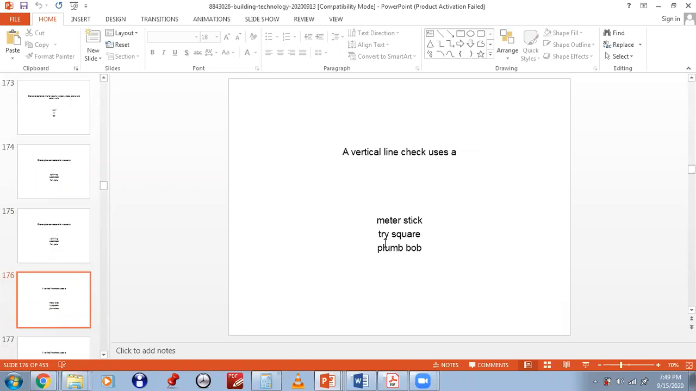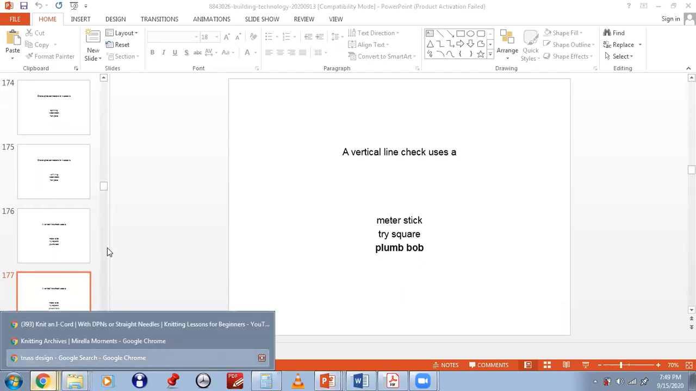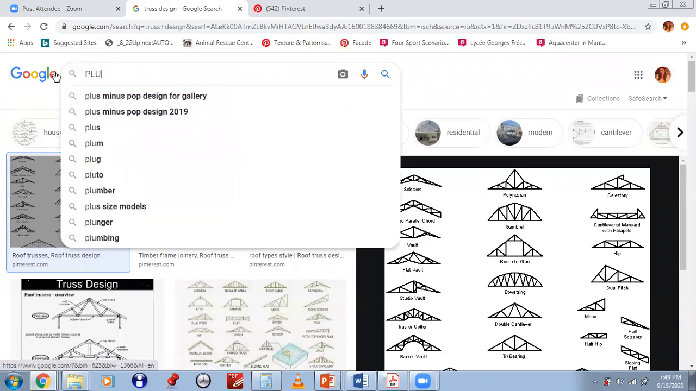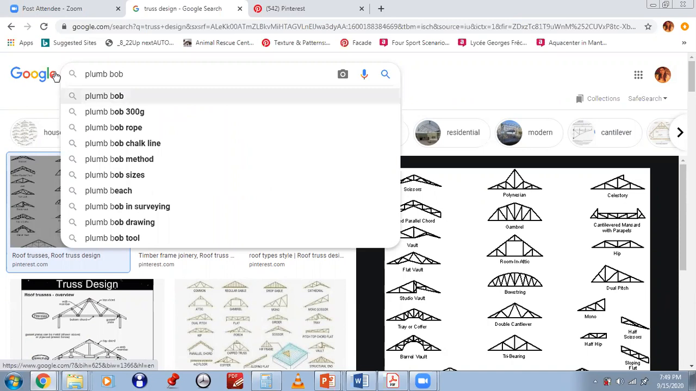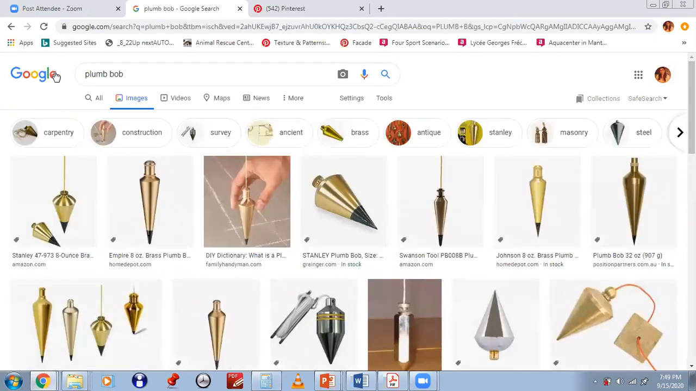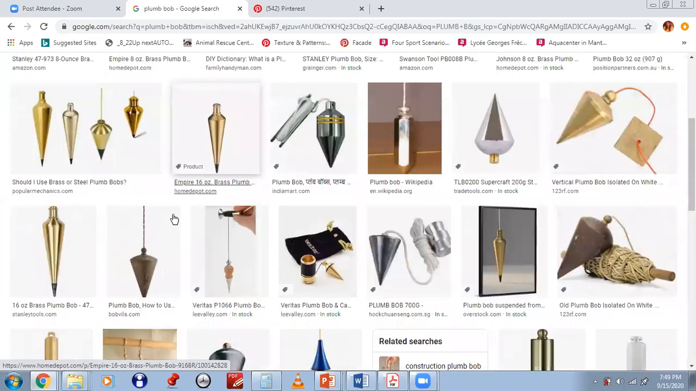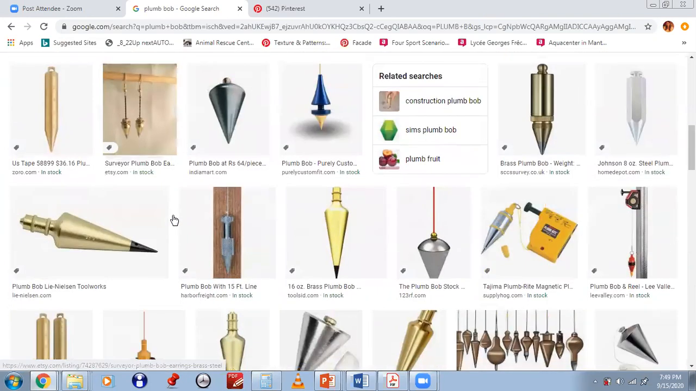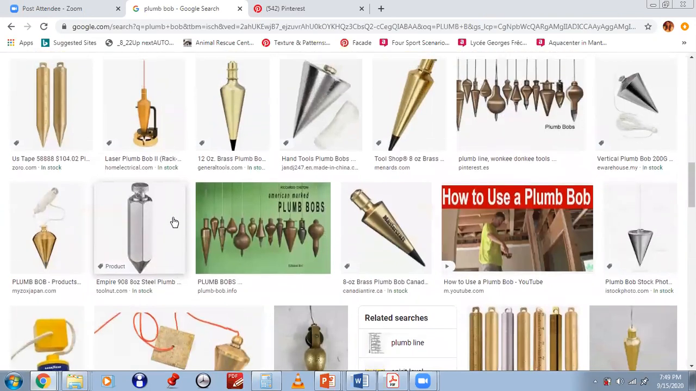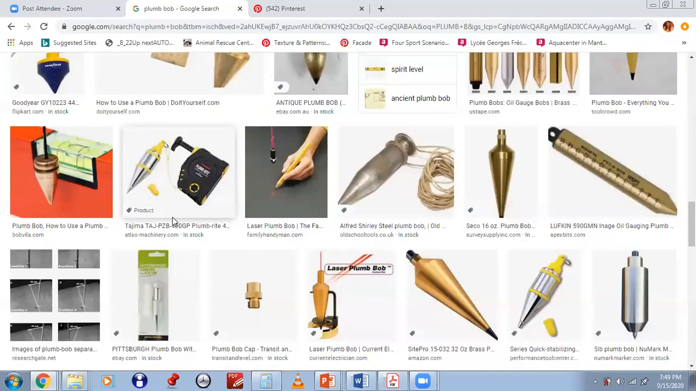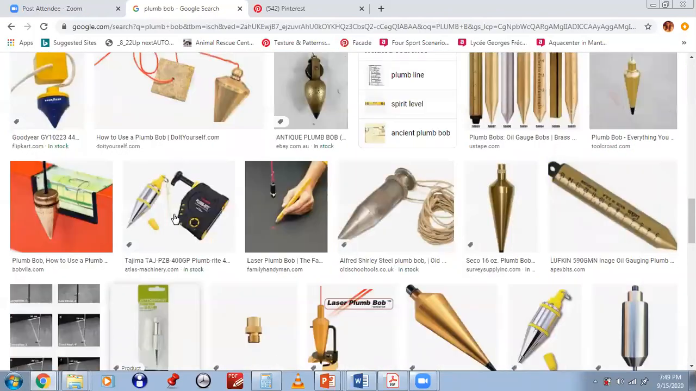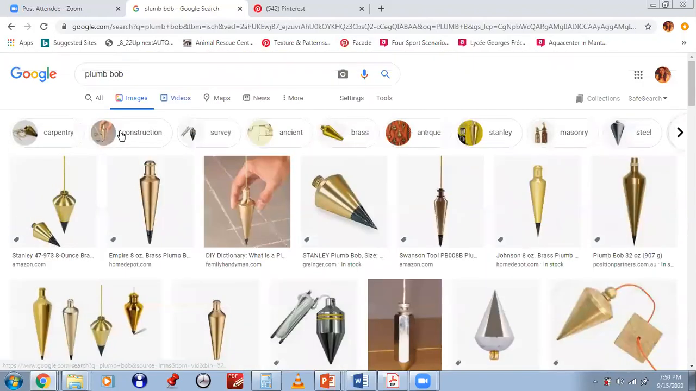How do you check the vertical line? Use a plumb bob. By using a plumb bob. Have you seen a plumb bob before? Like a conical shape. Have you seen this before? I think the one on site is a red one, no? You've seen this before? All of you? Yes. Okay.